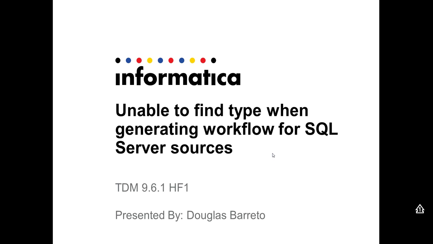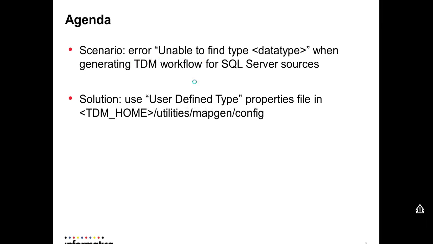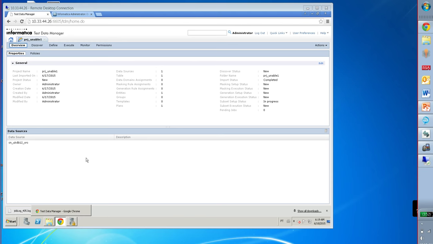Today I'm gonna show you how to fix the issue unable to find type when generating workflow for SQL Server Sources. You get an error, unable to find type, when generating TDM workflow for SQL Server Sources. The solution is to use the user defined type properties file in map.gen config. In TDM 961 hotfix 1, this may occur for some data types in SQL Server, such as varbinary max.